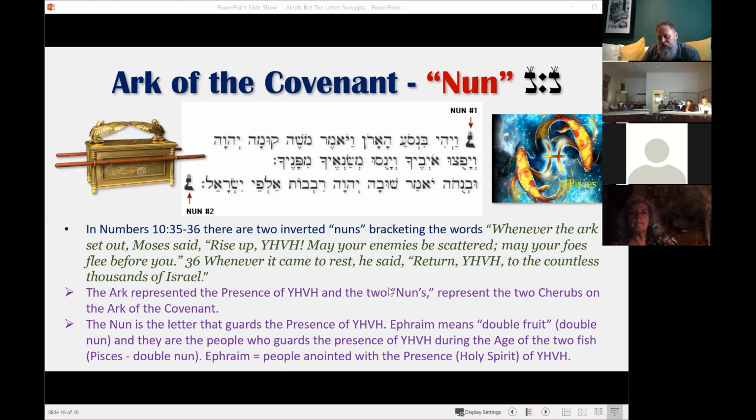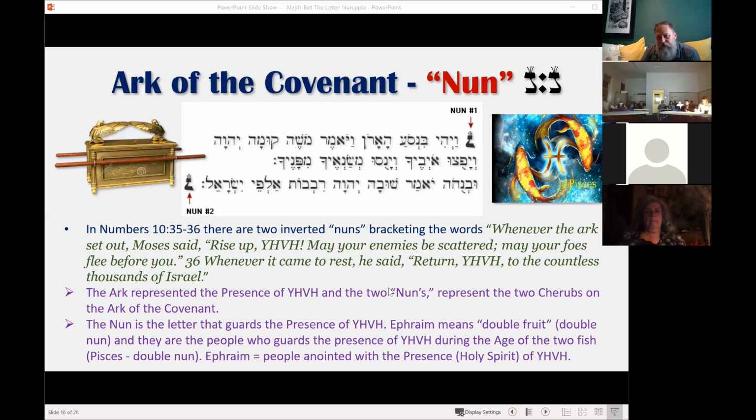Now this was basically recited every time the ark was taken out and the ark was placed back into the holy place. And the ark depicted the presence of Yahweh. That's why he said, return, Yahweh, and rise up, Yahweh. You refer to the ark as Yahweh as if it is Yahweh because it contained his presence.